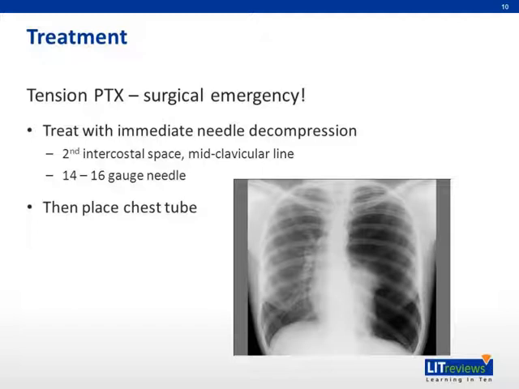A tension pneumothorax is treated with immediate needle decompression upon diagnosis. A needle is placed in the second intercostal space in the midclavicular line. Typically, a 14 to 16 gauge needle is used. This will decompress the air in the pleural space, alleviate the mediastinal shift, and remove some of the air on the side of the pneumothorax. This is, however, a temporizing measure, and then a standard chest tube must be placed after the needle decompression.